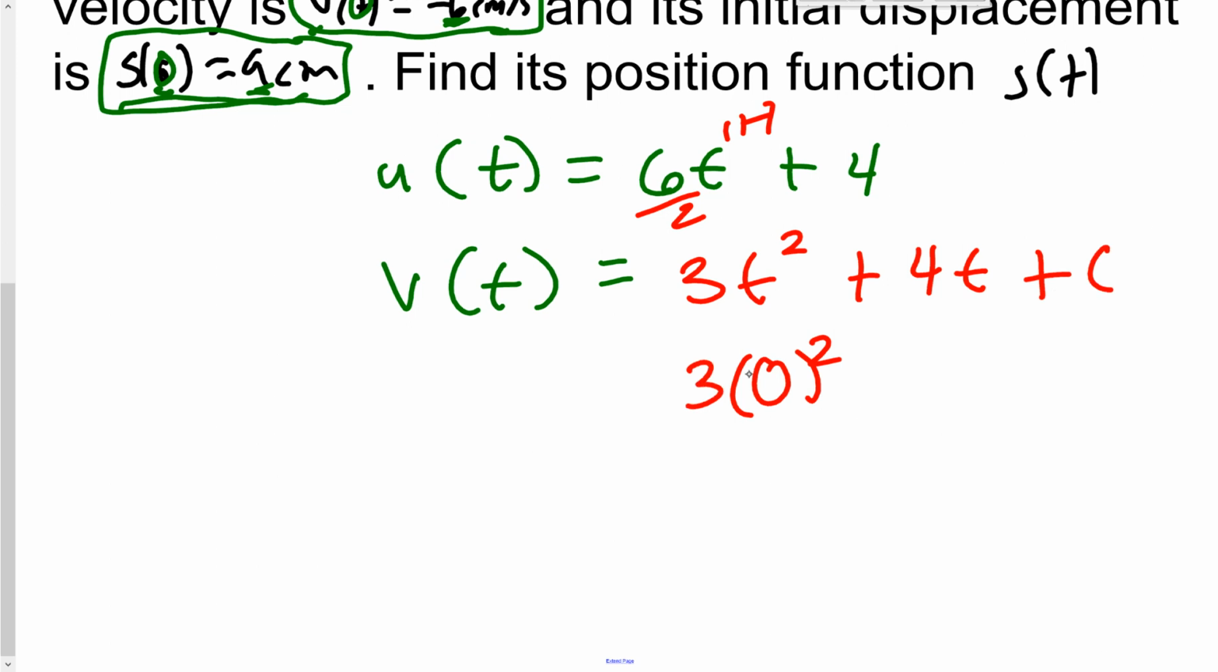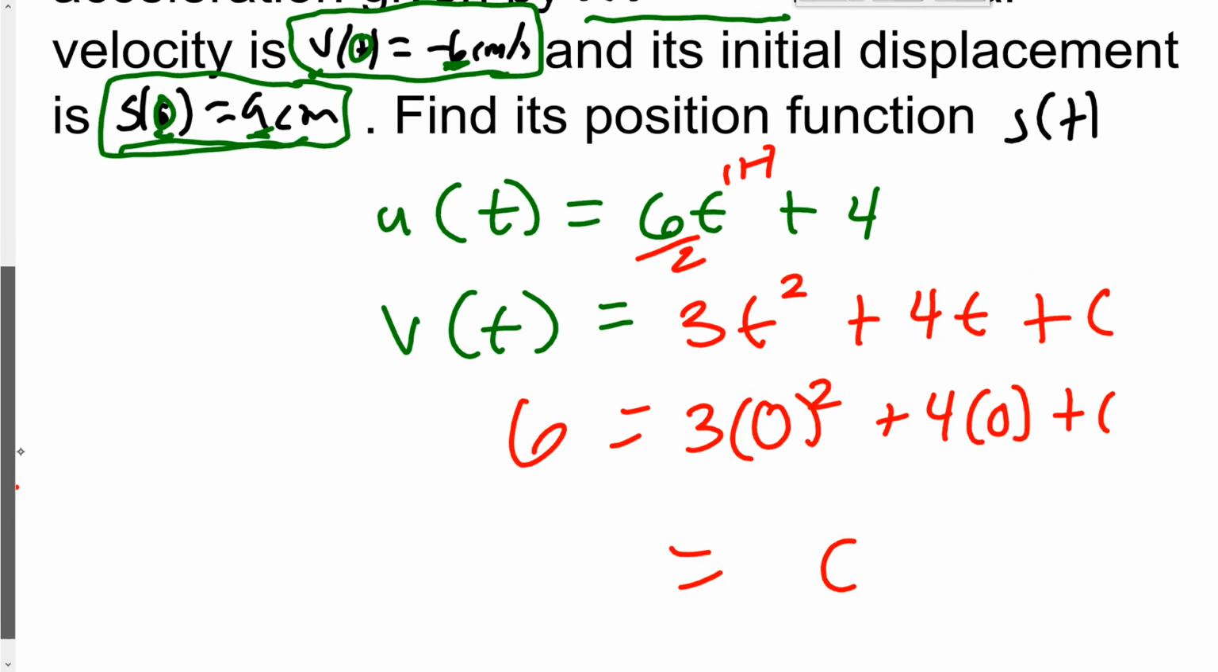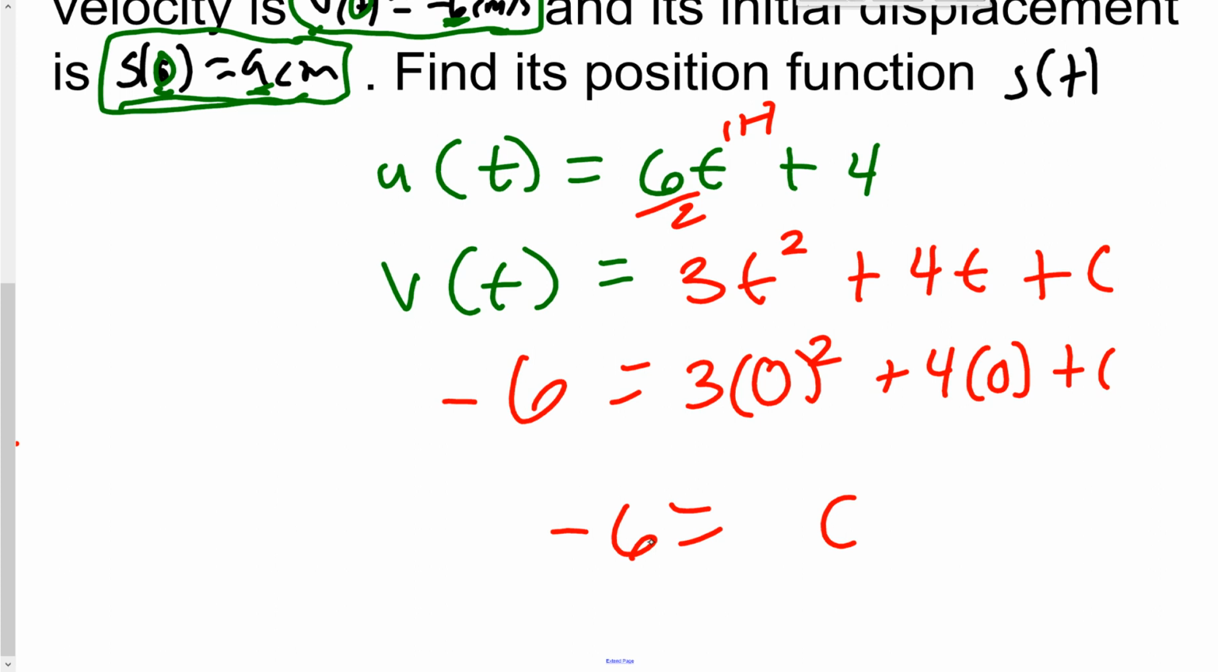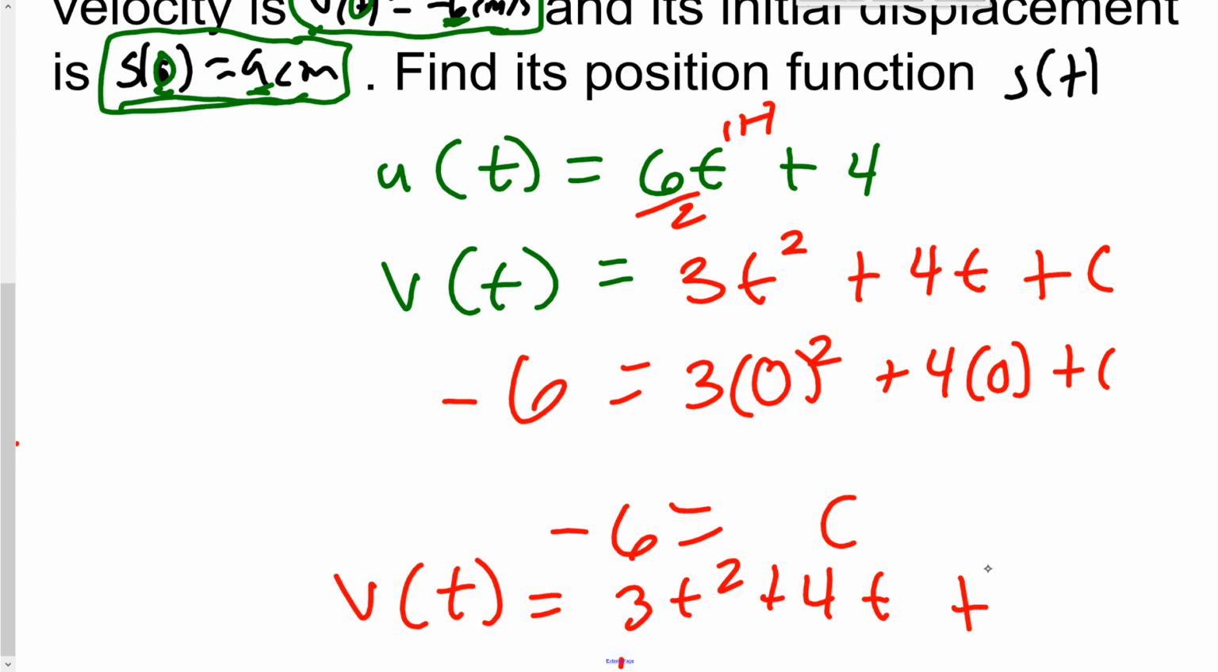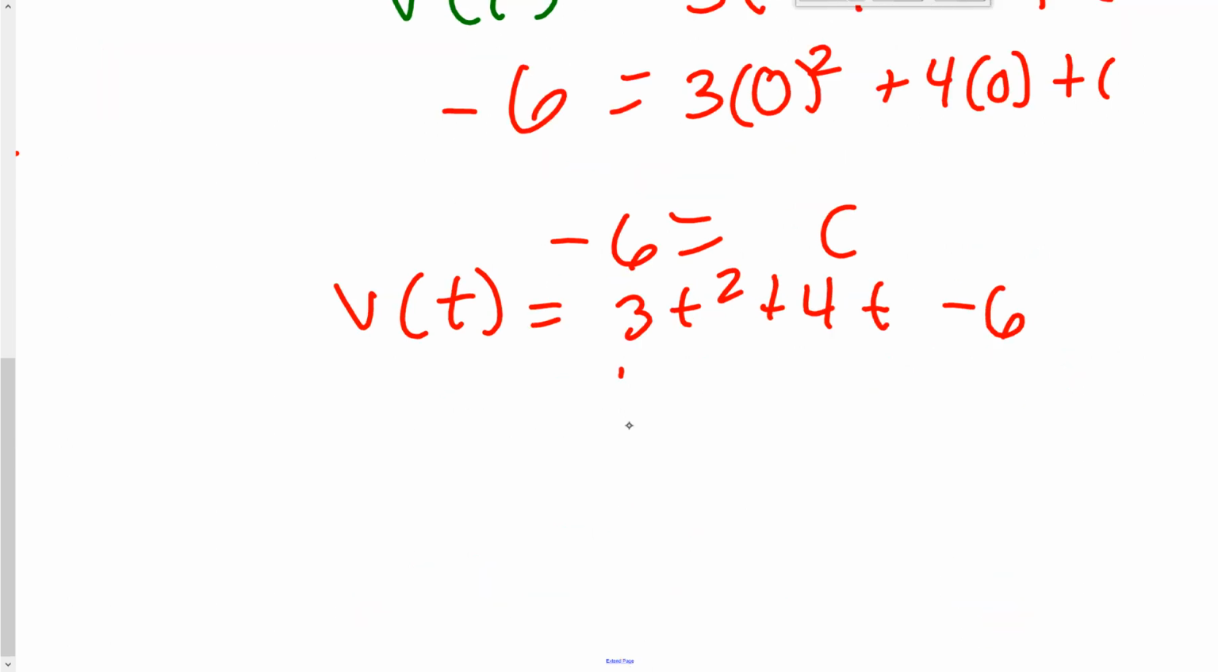So that's going to be 0. That's going to be 0. So really you just get c equals, because v of 0 equaled, oh, negative 6, sorry. Negative 6. So now we can enter that in. So our velocity equation, which is the antiderivative of acceleration, is 3t squared plus 4t plus a negative 6, which is just minus 6. Now I can take the antiderivative of that, which is our position function.